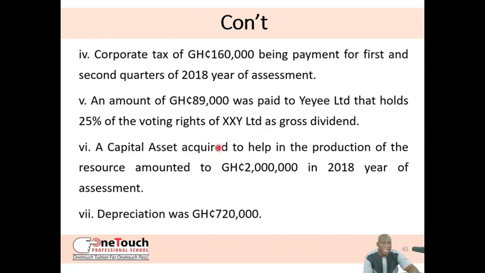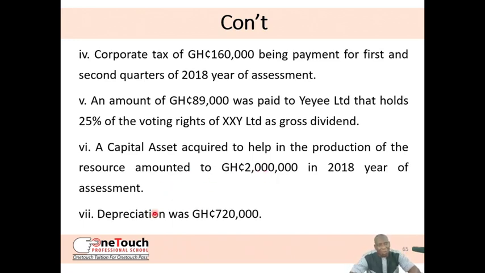A capital asset acquired to help in the production of the resource amounted to 2 million in 2018, the year of assessment. Remember, we are in 2018. So if an asset has been acquired in 2018 and you want to calculate the capital allowance, then you have to divide it by 5 years. And that will be 100,000. So it means that capital allowance on this capital asset will be 100,000. And remember, capital allowance is an allowable expense. So in that case, you need to subtract it if it has not been done.